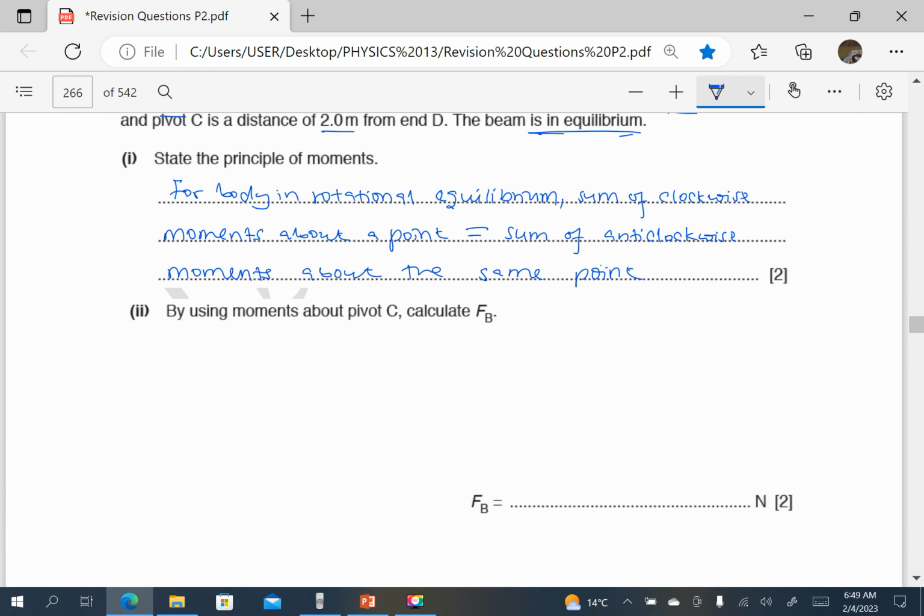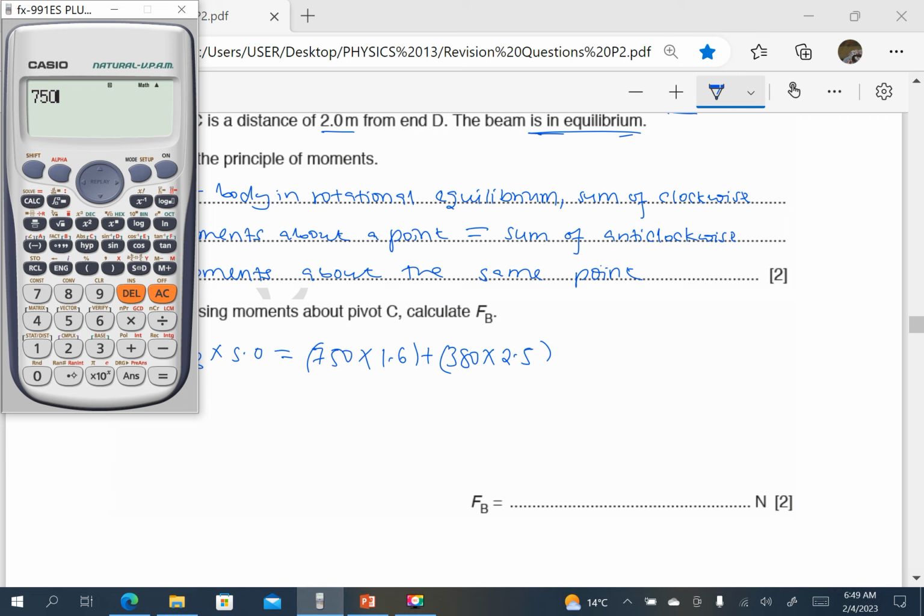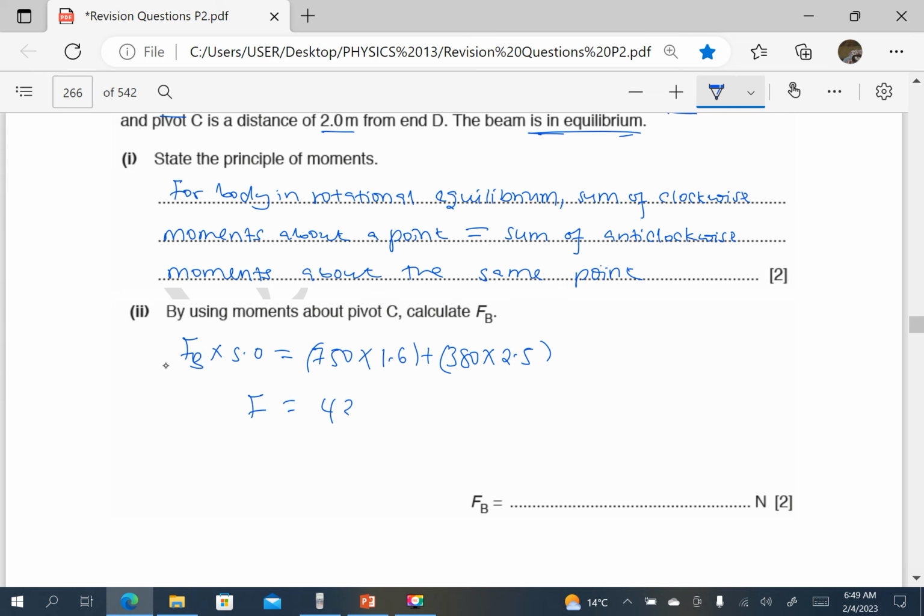So let's answer the question. We have seen that FB times its perpendicular distance, which is 5.0, is going to be equal to 750 times its perpendicular distance, which we have seen as 1.6, plus 380 times its perpendicular distance, which we have seen as 2.5. When we check this in the calculator, 750 times 1.6, plus 380 times 2.5, we get that, divide by 5. That is 430. So FB is exactly 430 without even rounding off.